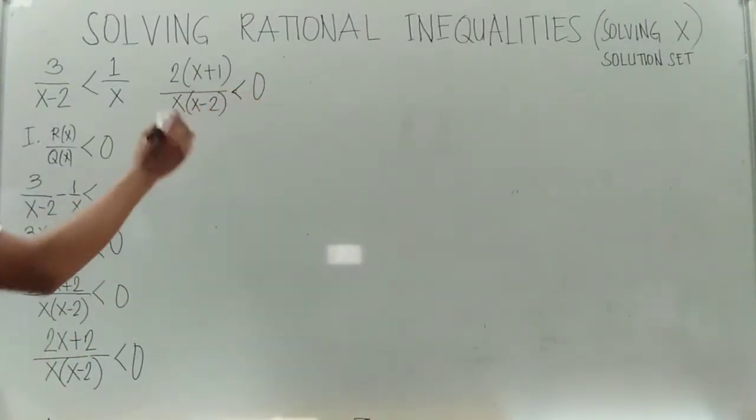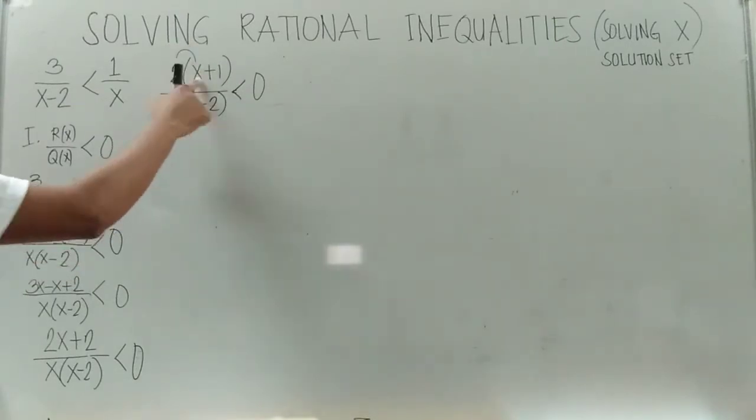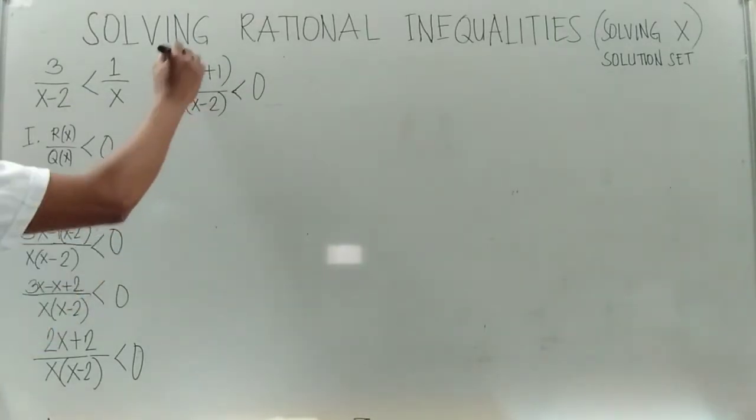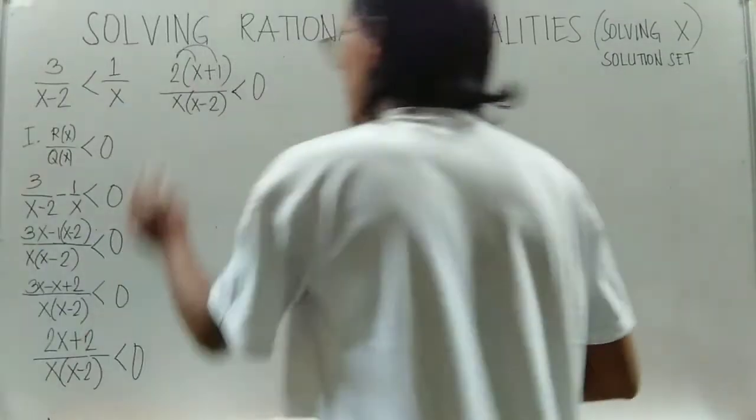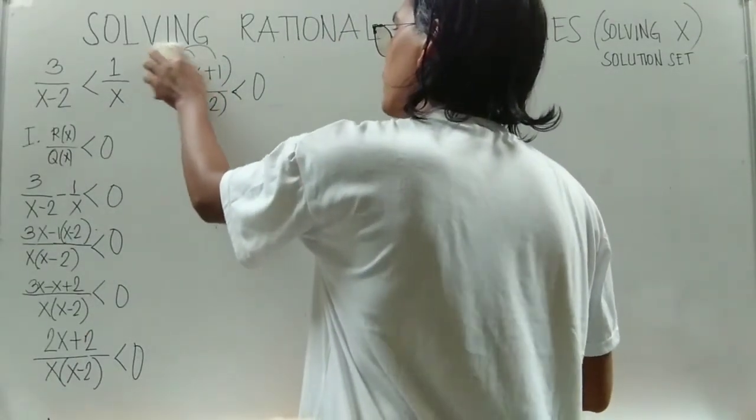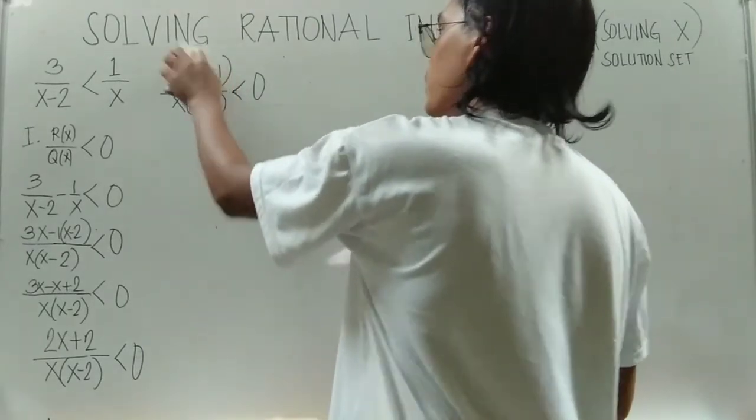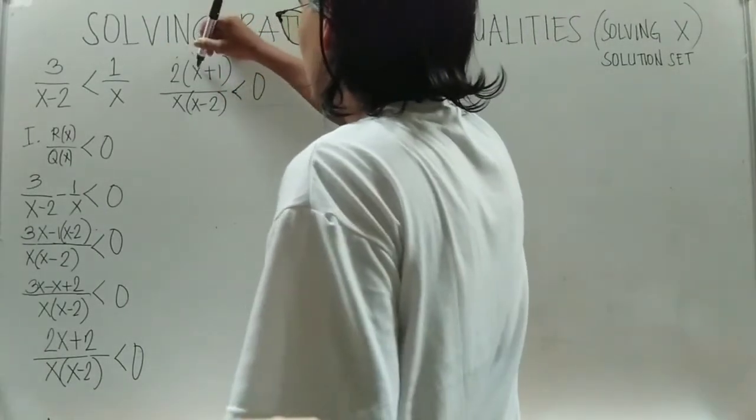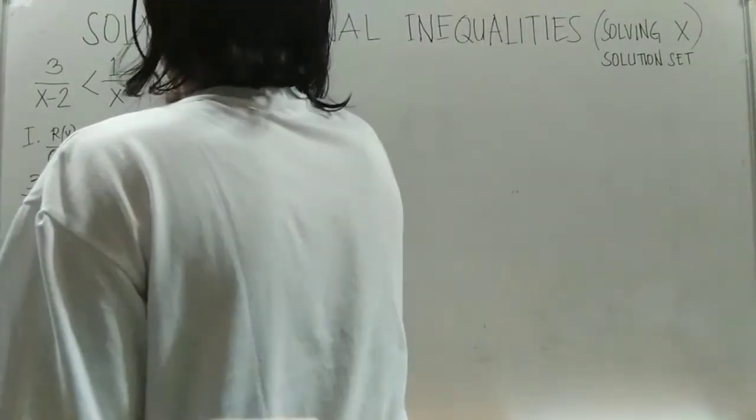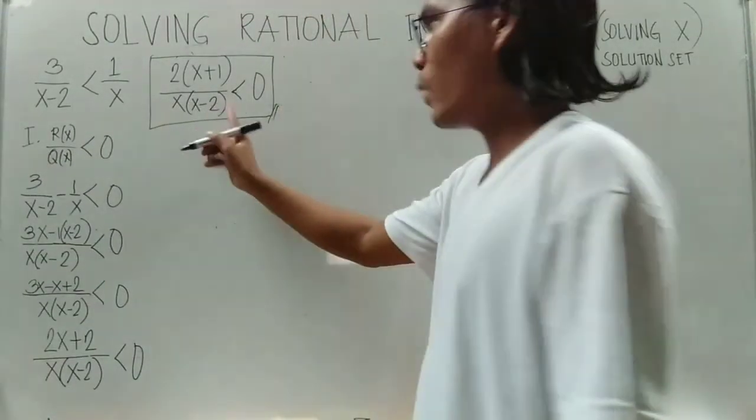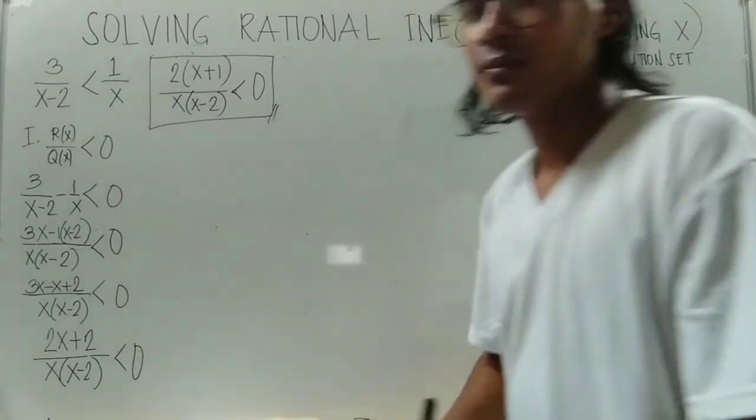Okay, if you will try to distribute 2 times x, 2x. 2 times 1 is 2. So we just put 2x plus 2 in factored form as 2 times the quantity of x plus 1. Just like this one. So I guess we are clear on this. So we will follow this inequality, not this one. Okay?